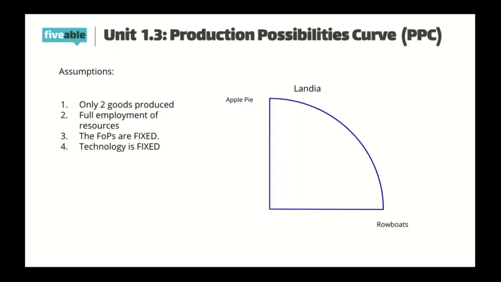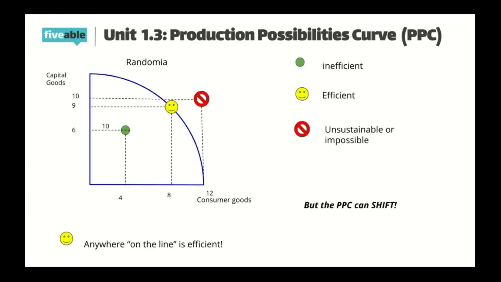Here you go. Assumptions here: only 2 goods produced. You've got full employment of resources. Nobody's holding anything out. And your factors of production are fixed, meaning everything's equal. We've got the same amount of laborers. It's like a snapshot in time. Also, technology is fixed at this point. So that means I've got a nice picture. This is going to matter more in macro than in micro, but it still bears repeating. If you're going to take macro later, you're going to see this pop up a lot.